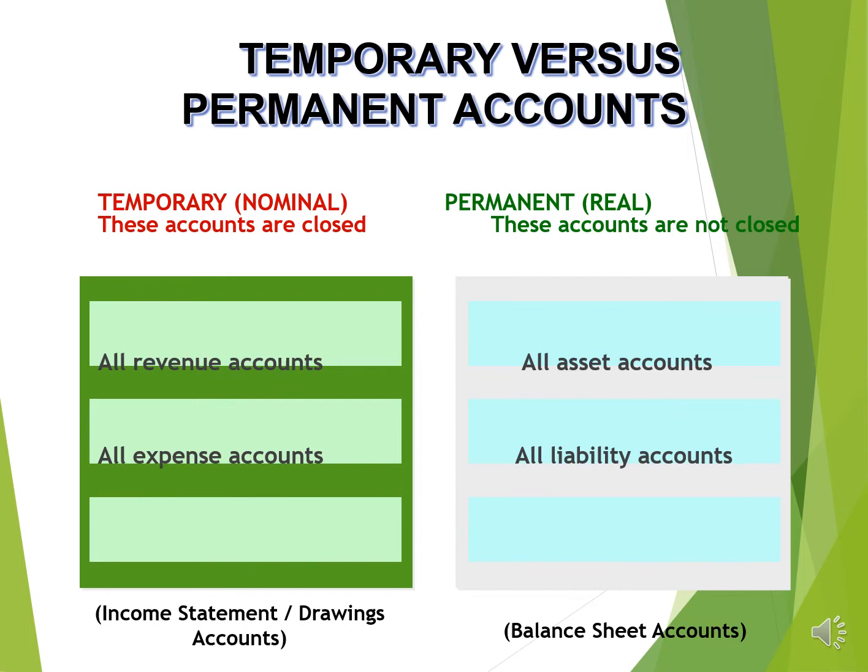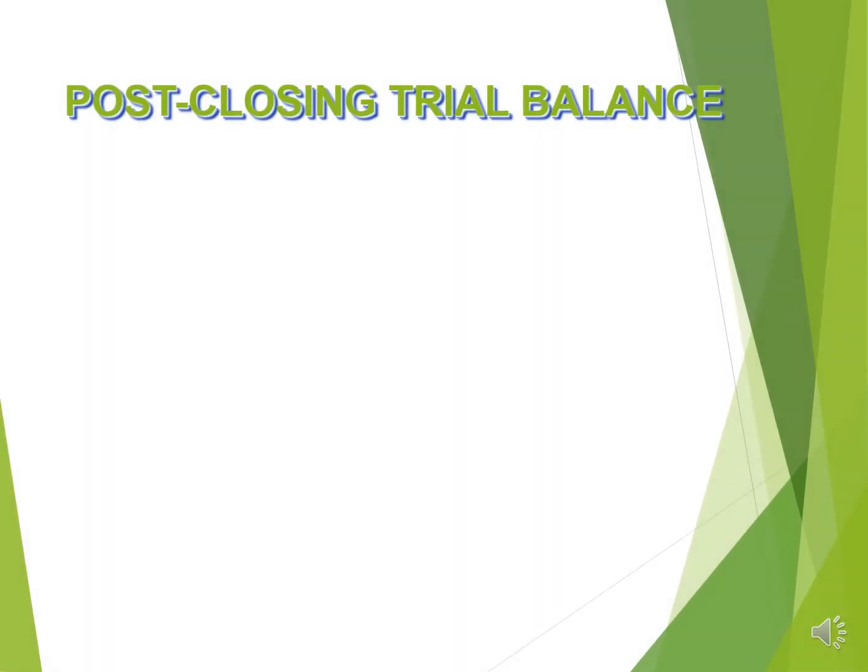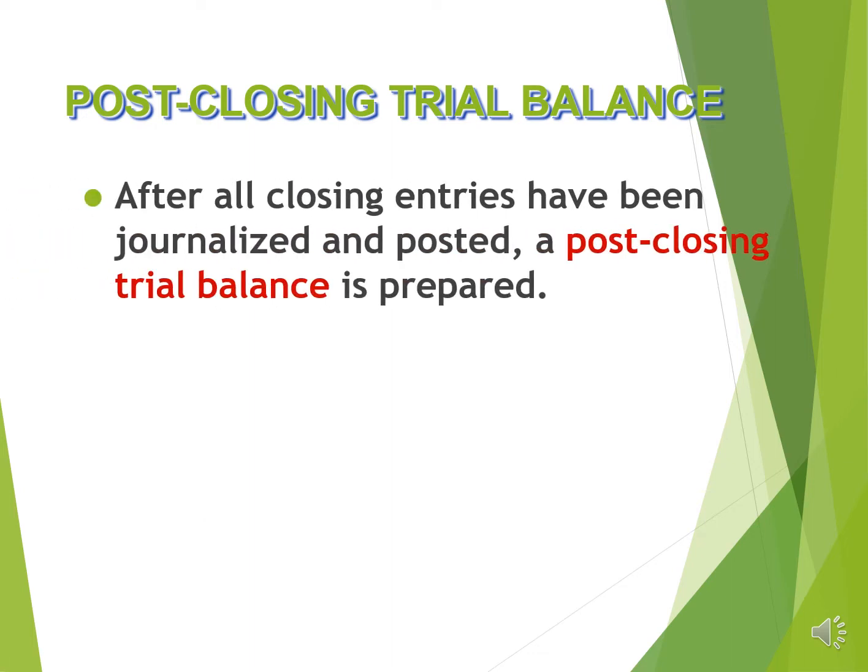So my dear friend, temporary accounts include all revenue accounts, all expense accounts, and owner's drawing account, and the permanent accounts are all asset accounts like land, building, plant and machinery, liability accounts, capital, bank loan, creditors, bills payable, etc., and owner's capital. So the temporary accounts are closed, but the permanent accounts are never closed. Next one is post closing trial balance. After all closing entries have been made, we journalize and post them. Then the post closing trial balance is prepared to make the final statement.